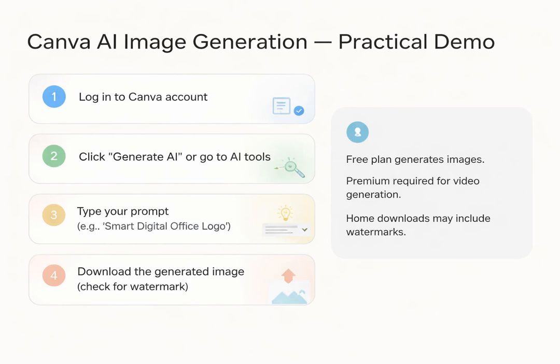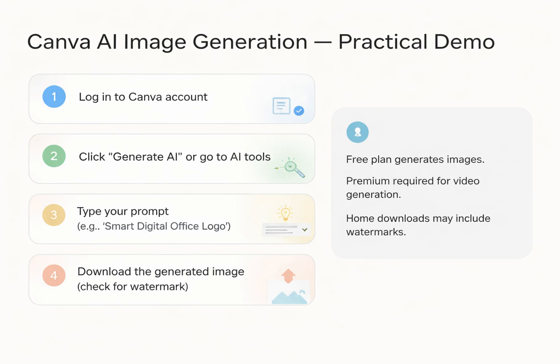Here's how the AI image generation process works in Canva. First, you log into your Canva account. Then, you navigate to the AI generation tool and type in your prompt. In the demo, the instructor typed something like Smart Digital Office Logo, and Canva generated a set of logo options. And the results were impressive: high quality, clean, and usable.